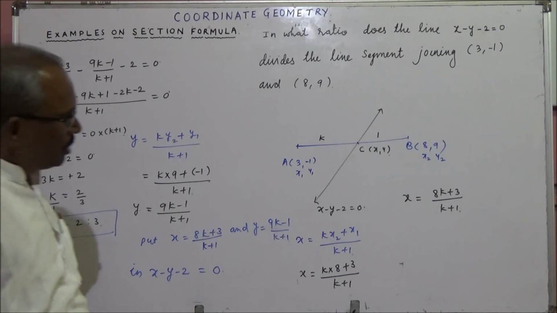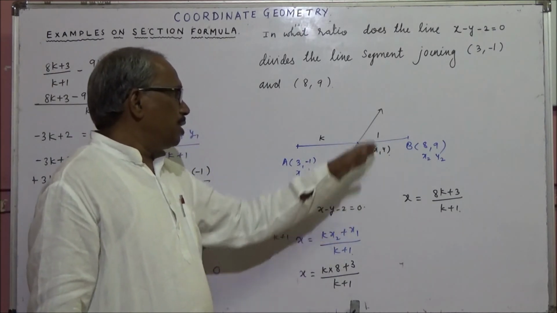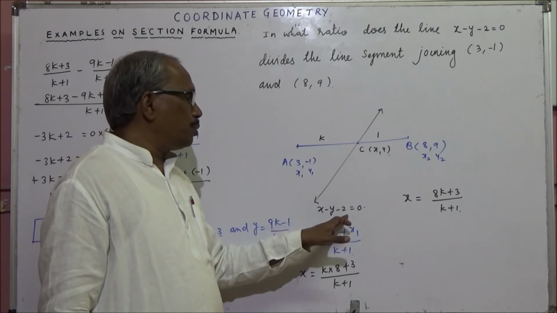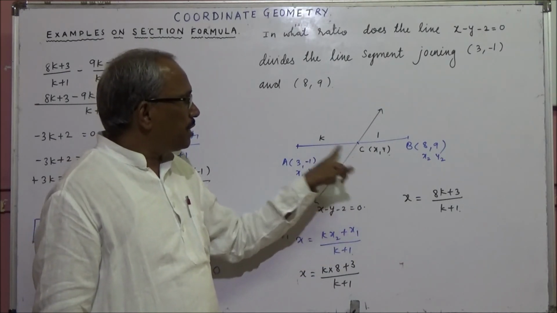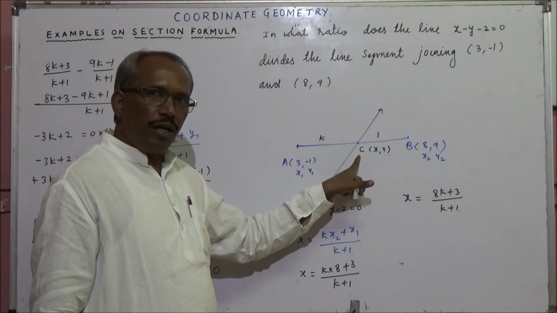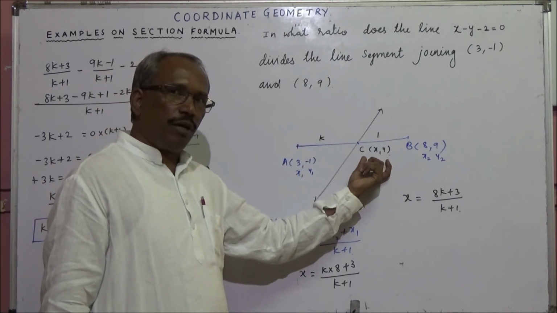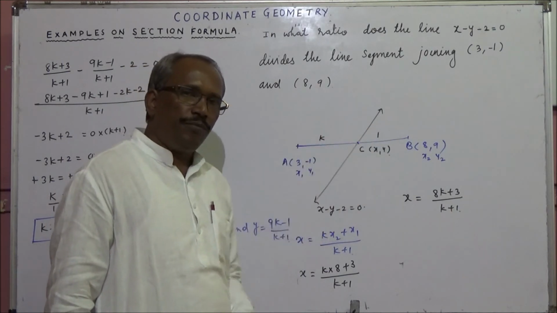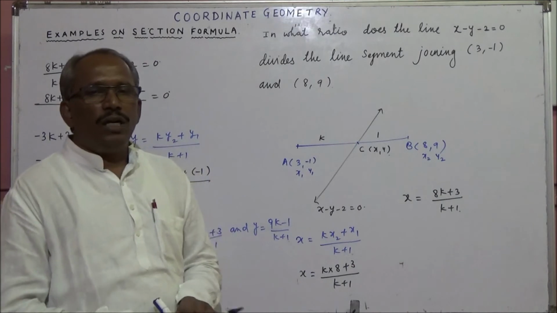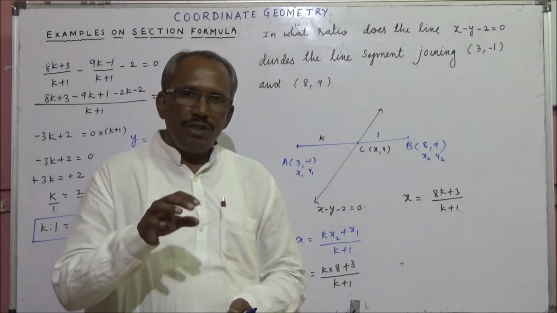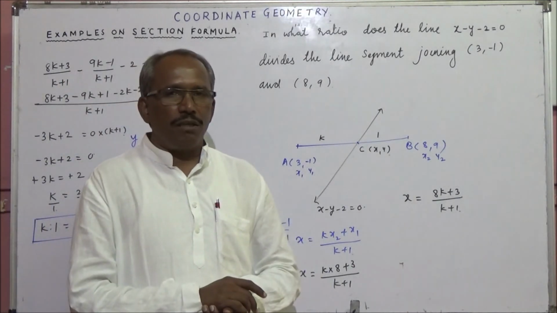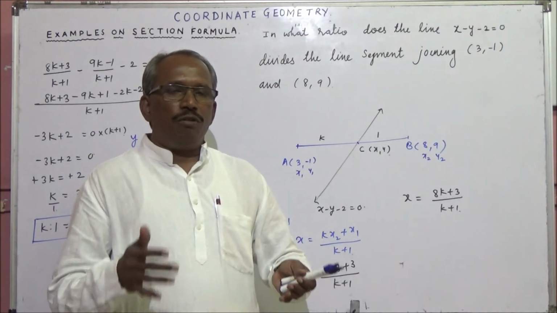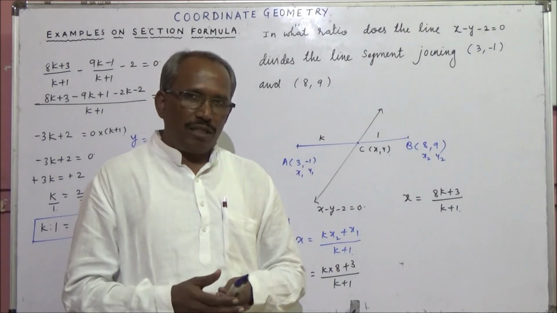So what is important here? Just suppose this line x minus y minus 2 is equal to 0 divides AB in C point, and its coordinates are x comma y, and it divides in the ratio k is to 1. Then we know the coordinates of the point which divides given line segment whose coordinates of end points are given.